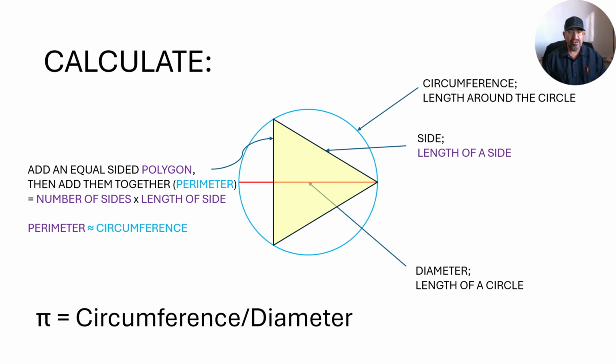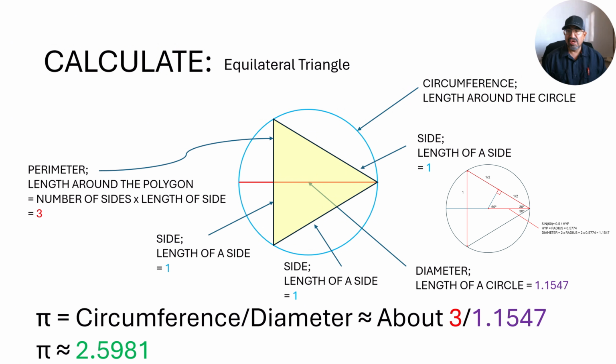To give an example here, we'll start with the equilateral triangle. It only has 3 sides, so it's easy to figure out. So if you say the size of an equilateral triangle is 1, you can calculate the diameter of the circle is 1.1547. I won't get into the math, but you just gotta use trigonometry to figure out that dimension.